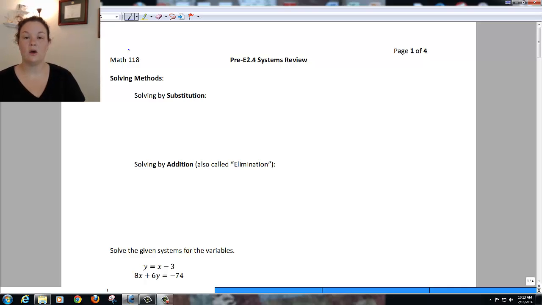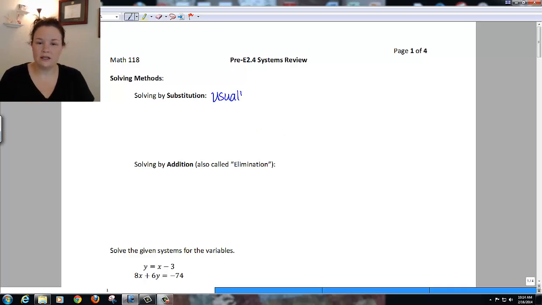Alright, so this is Pre-E2.4, which is a review of how to solve a system of equations. So the two methods we're going to go over are substitution and addition. And the addition is also called the elimination method. I'm not sure which one it uses in my math lab, so just know addition and elimination are the same thing. Okay.